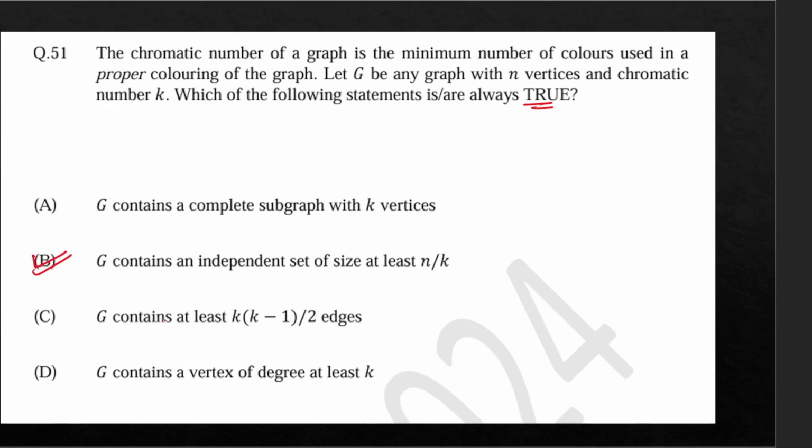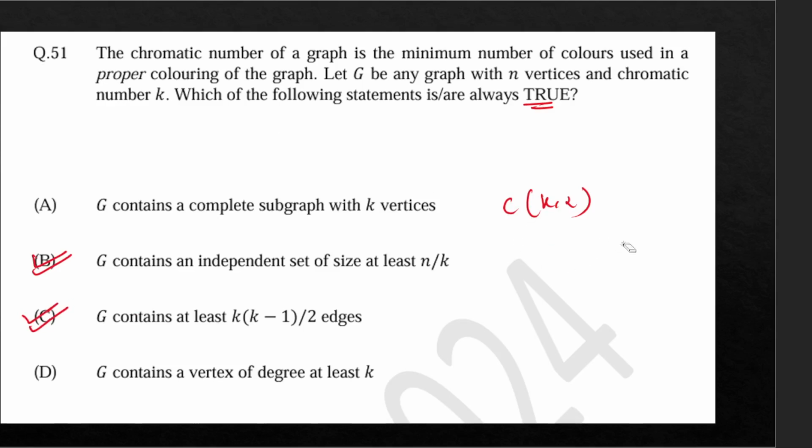G contains at least k minus 1 by 2 edges. So this is also correct because the number of edges between k color classes is kC2, like this. Which is, that is why C is correct.